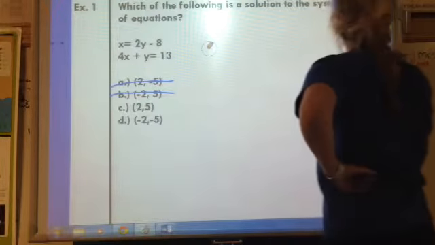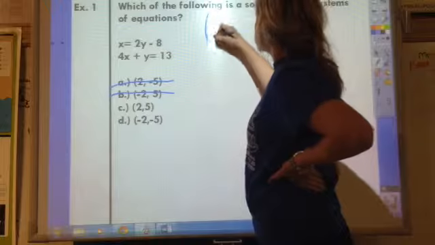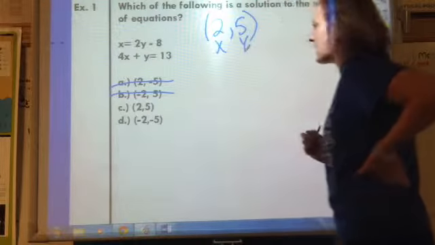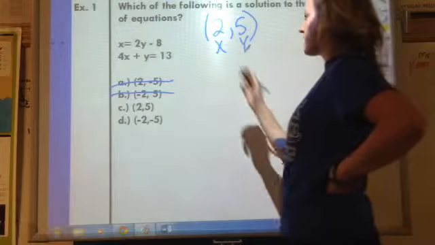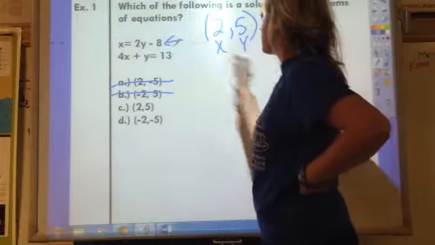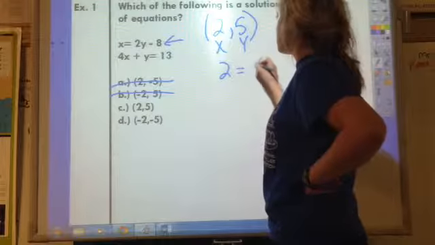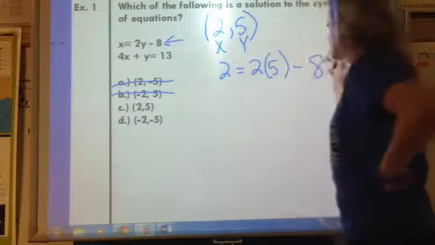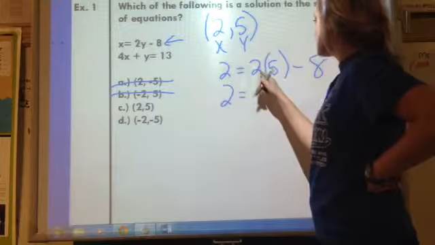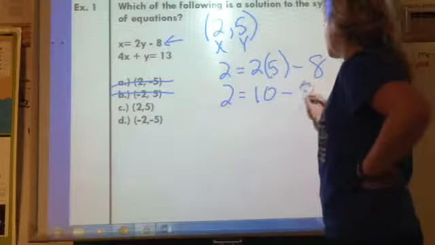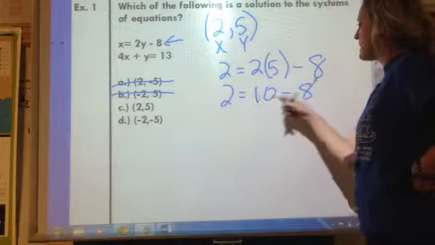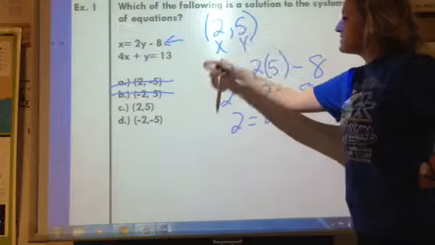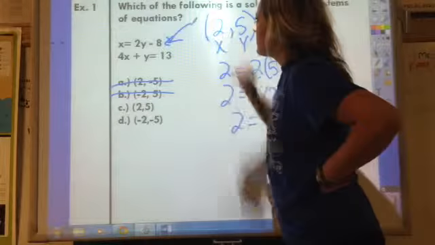Let's plug in our third one. Alright, answer choice C is 2 and 5. 2 is my x value, 5 is my y value. Let's plug it in for our first equation, which is, again, this one. So I have 2 equals 2 times 5 minus 8. 2 times 5 is 10, and then I bring in my negative 8. 10 minus 8 is going to leave me with 2. And since I have 2 on both sides, this answer, 2, 5, works for our first equation.